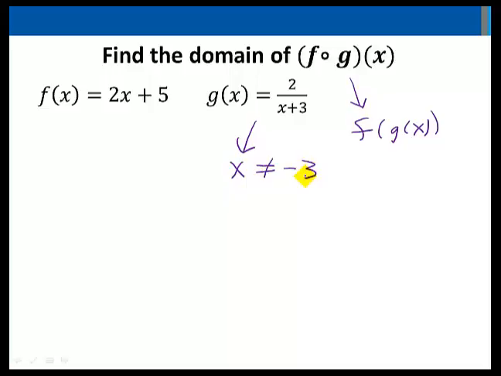And then I want to make sure that g of x is in the domain of f. To do that, f of x is equal to 2 times x plus 5. I can put any value of x into f and have it be okay. So whatever value I come up with as my g of x, I can put into f of x. So the domain of f composed with g here will be all values except negative 3, the intersection of these two domains. And so it would be negative infinity to negative 3 union negative 3 to infinity.